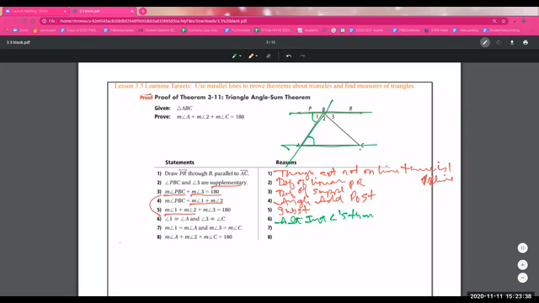Then the measure of angle 3 and the measure of angle C. Let's look at that. Angle 3 and angle C are congruent. Well, let's draw this transversal. Those are also alternate interior angles.